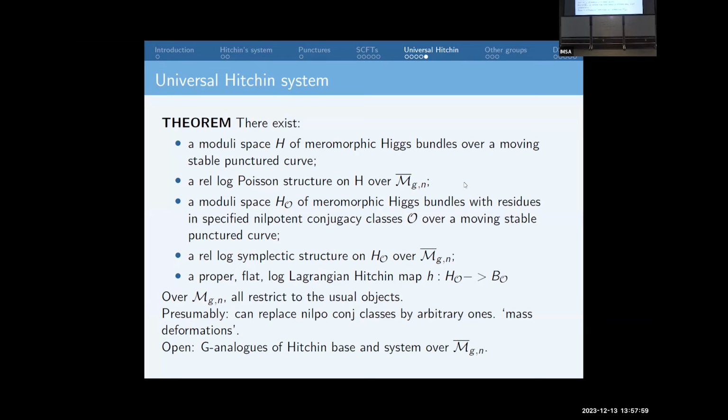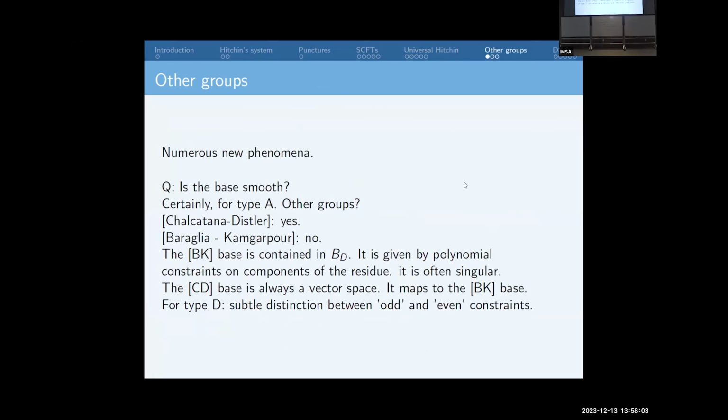What's completely open is to work out the generalization of the Hitchin base and the system for other groups. So if you do look at these other groups, there are numerous new phenomena. I'm not going to do a decent job explaining them. Let me just give two examples of interesting issues.